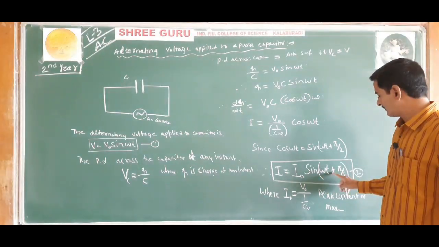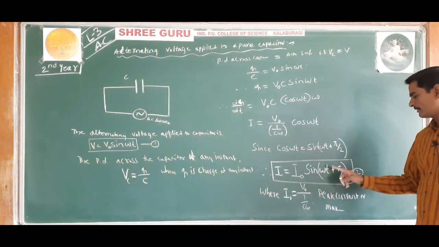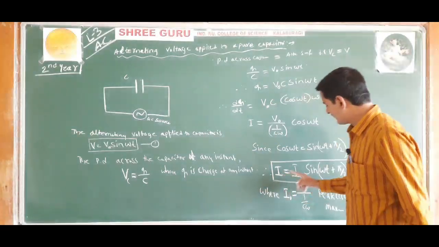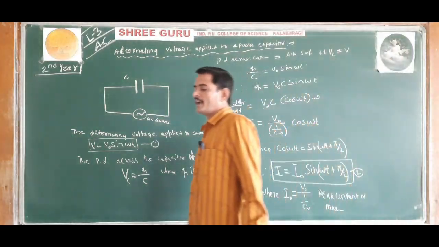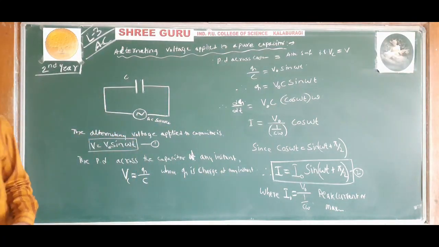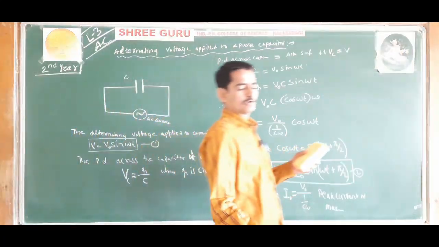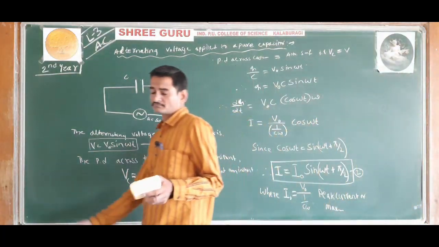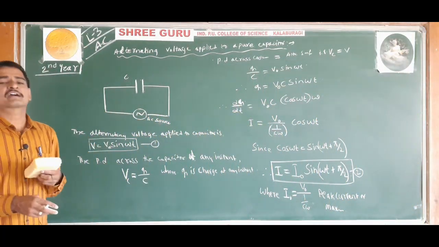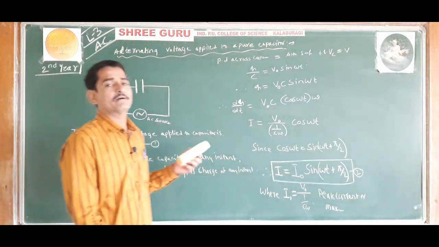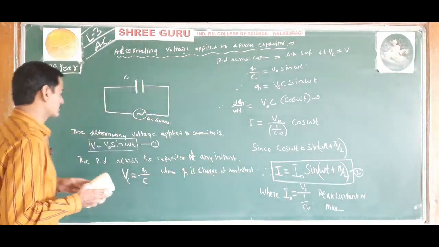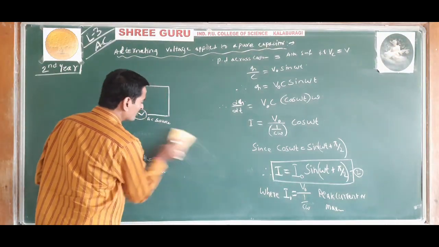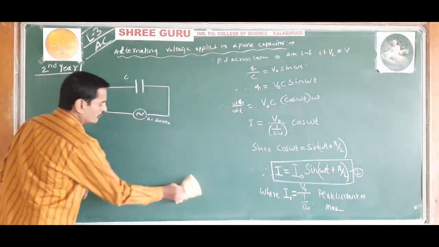And we observe that I is equal to I naught sin(omega t plus pi by 2). That means current leads the voltage by an angle of pi by 2 in a pure capacitive circuit, or voltage lags behind the current by an angle of pi by 2. Understood? So now the time diagram, that is, the graph of variation of voltage and current.